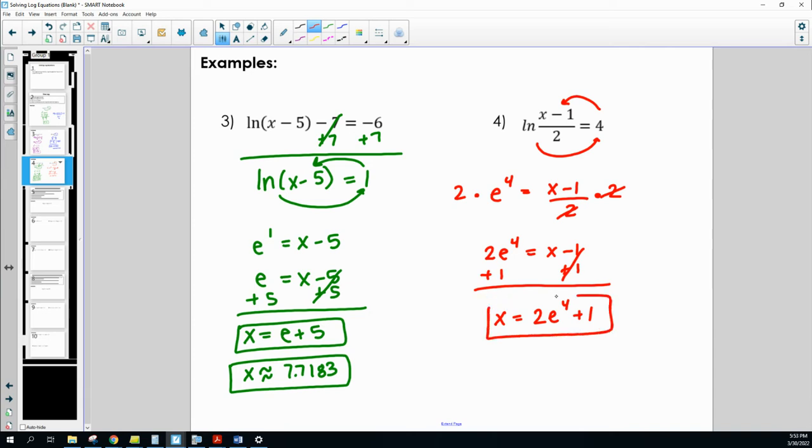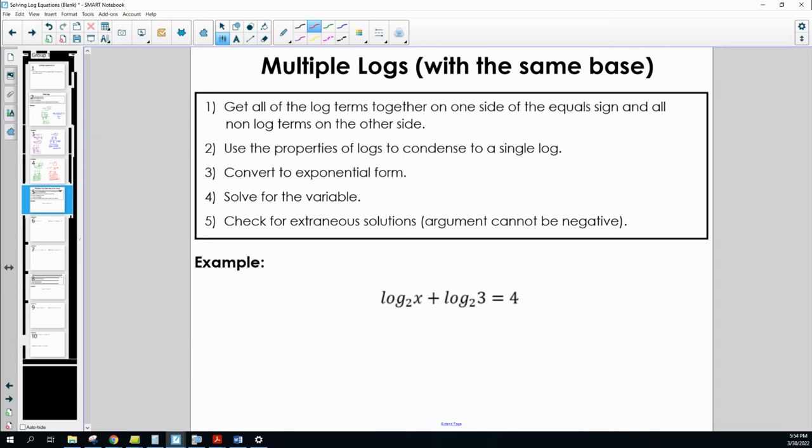And then again, if we plug this into the calculator, we're going to get an approximate answer of about 110.1963 as our approximate answer. So these are all examples where there was just one log in the equation. Now we're going to look at what happens when we have multiple logs, and we have to be dealing with the same base. So I'm going to say like 99% of the time, you're going to have the same base. So you don't really need to worry about the bases being different.